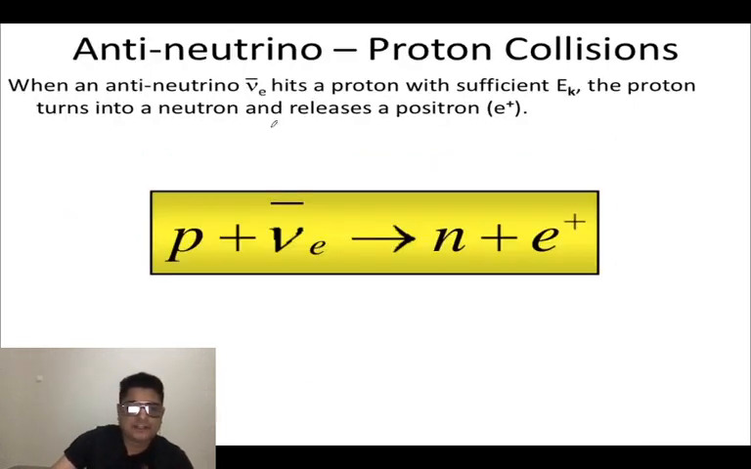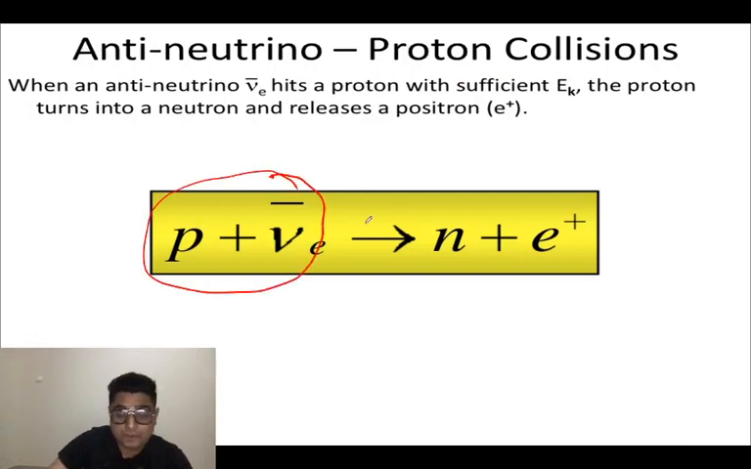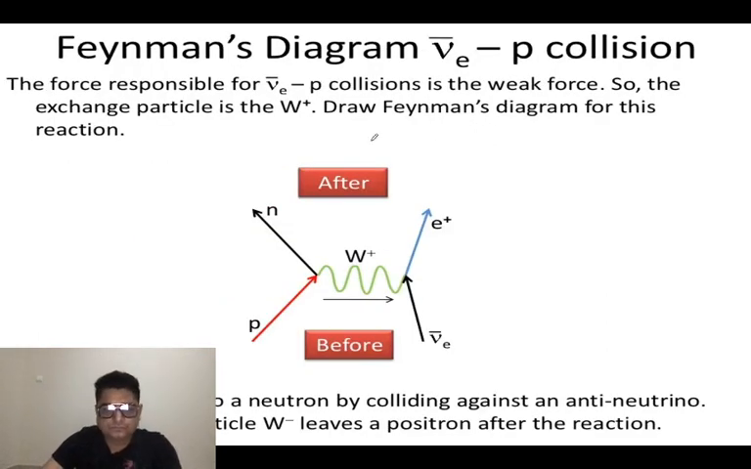So now we have antineutrino-proton collisions. A proton and an antineutrino are going to interact with each other to form a neutron and a positron. The Feynman diagram for this particular event is depicted over here. The proton and the antineutrino are about to interact while exchanging W plus bosons, as you can see over here.